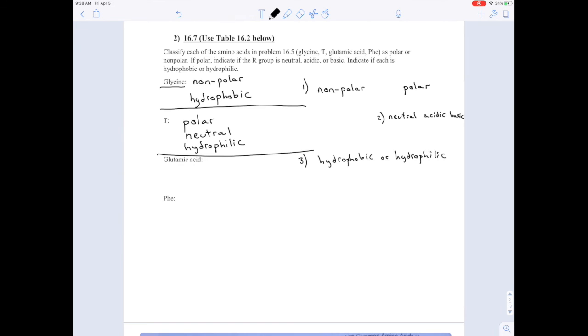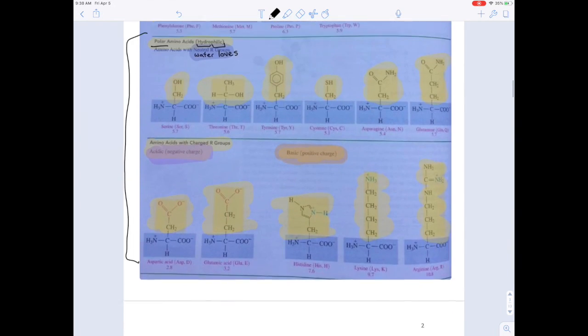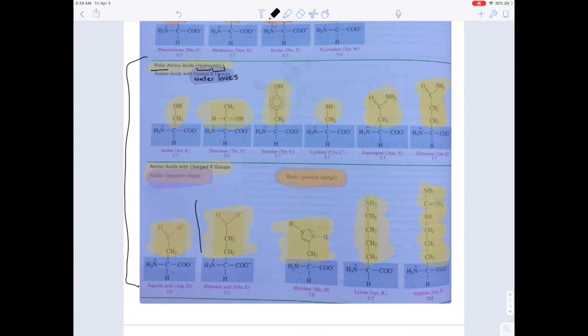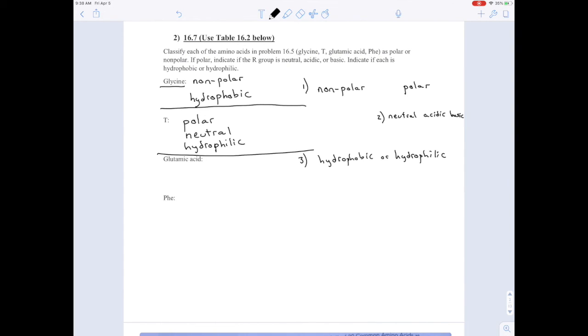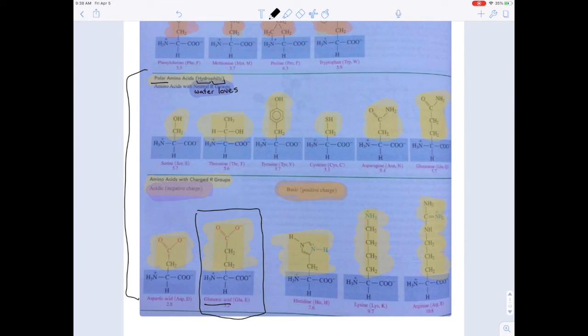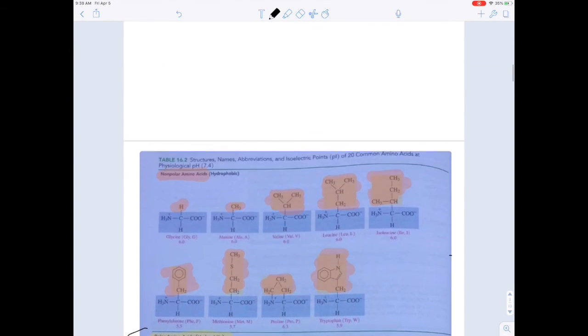All right, glutamic acid. Look for glutamic acid here, and you'll notice that's at the bottom left of this table, glutamic acid. Now first, is that polar or nonpolar? Well, that's in the polar section. Remember, everything from the middle down is polar, so this is polar. If it's polar, we have to say whether it's neutral, acidic, or basic. So we can see here that this is in the acidic section, right? That separates the acidic and basic. So this is an acidic amino acid.